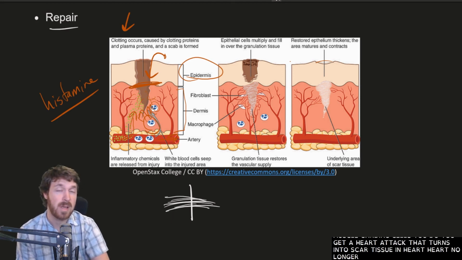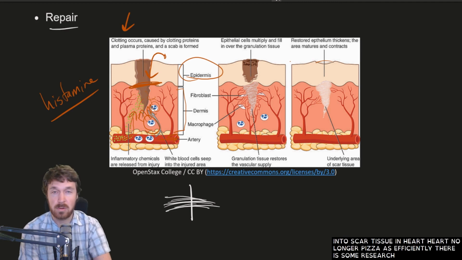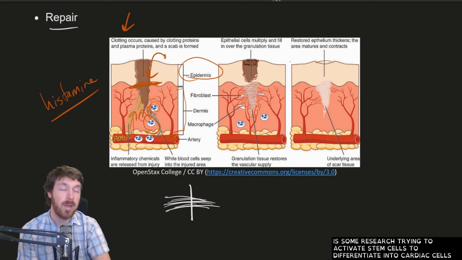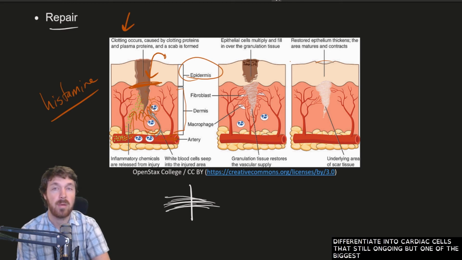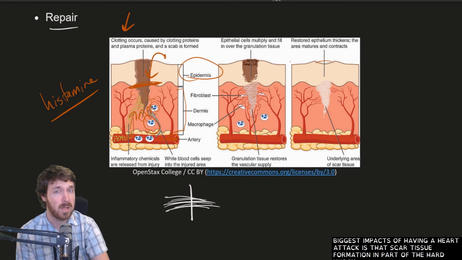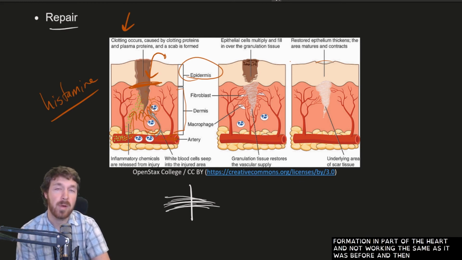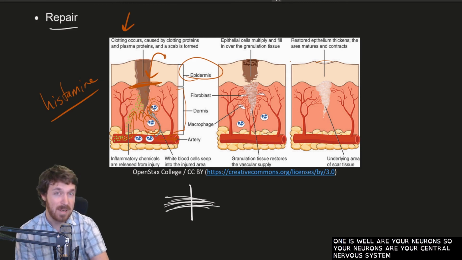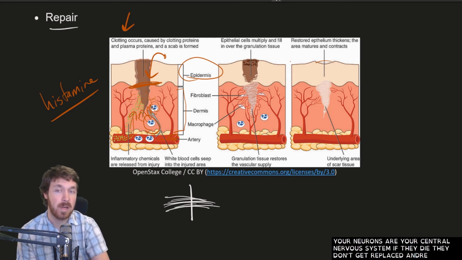The heart no longer beats as efficiently. There is some research trying to activate stem cells to differentiate into cardiac cells. That's still ongoing, but one of the biggest impacts of having a heart attack is that scar tissue formation and part of the heart not working the same as it was before. And then the other one is your neurons. So your neurons are in your central nervous system. If they die, they don't get replaced and regenerate.